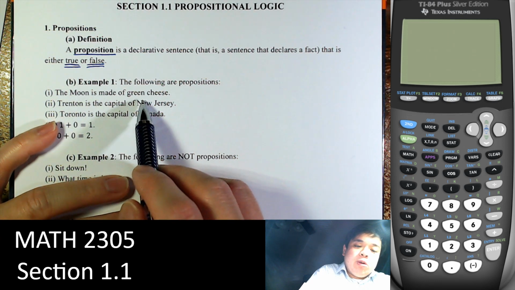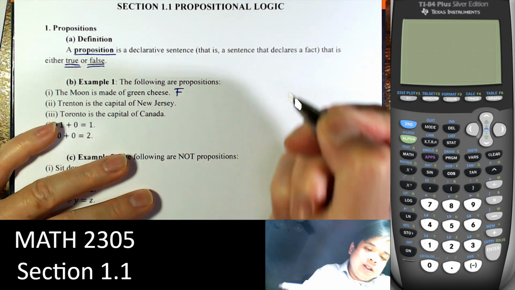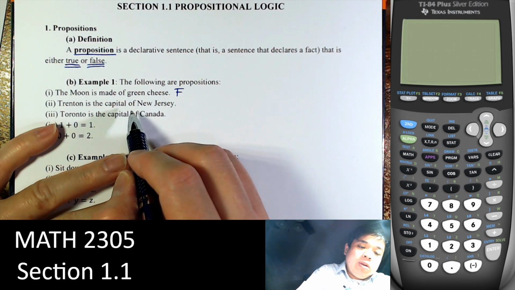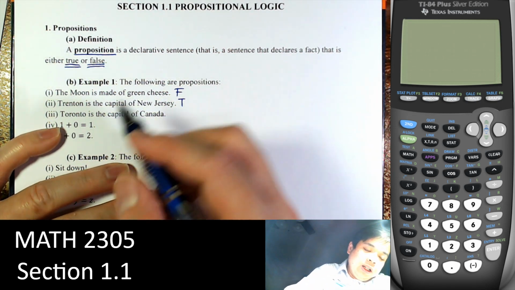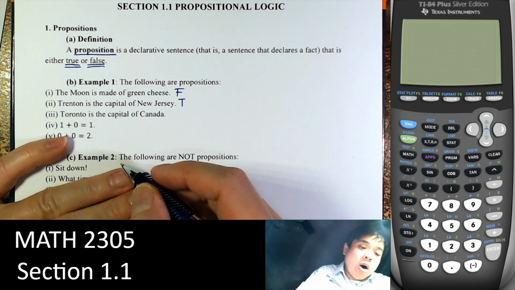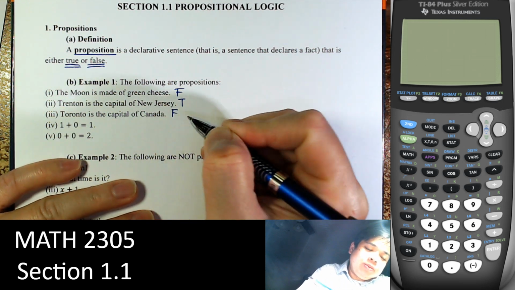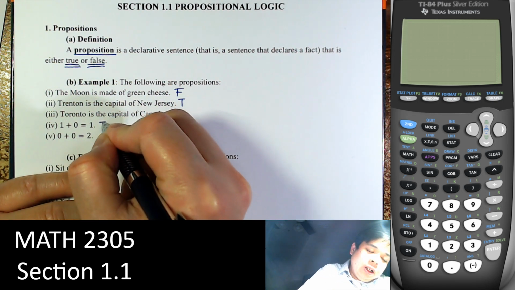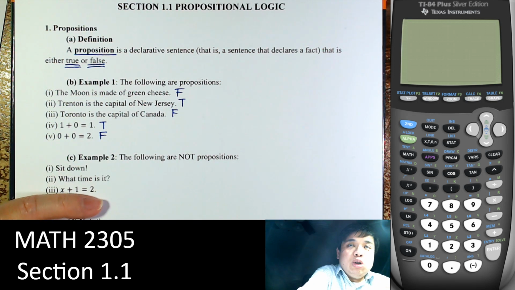The moon is made of green cheese, so that was false. Trenton is the capital of New Jersey. It is true. Toronto is the capital of Canada. That is false. Ottawa is the capital of Canada, so it's not Toronto, so that is false. 1 plus 0 is equal to 1, so that is true. And 0 plus 0 is 2, that is false. So we can see that it's either true or false.